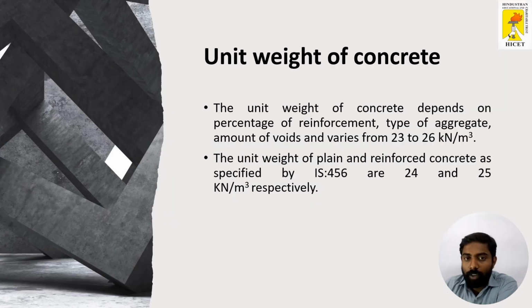Next one, the unit weight of concrete. The unit weight of concrete depends on the percentage of the reinforcement, type of aggregate, and amount of voids, and it varies from 23 to 26 kilonewton per meter cube. The unit weights of plain and reinforced concrete specified by IS 456 are 24 and 25 kilonewton per meter cube respectively.